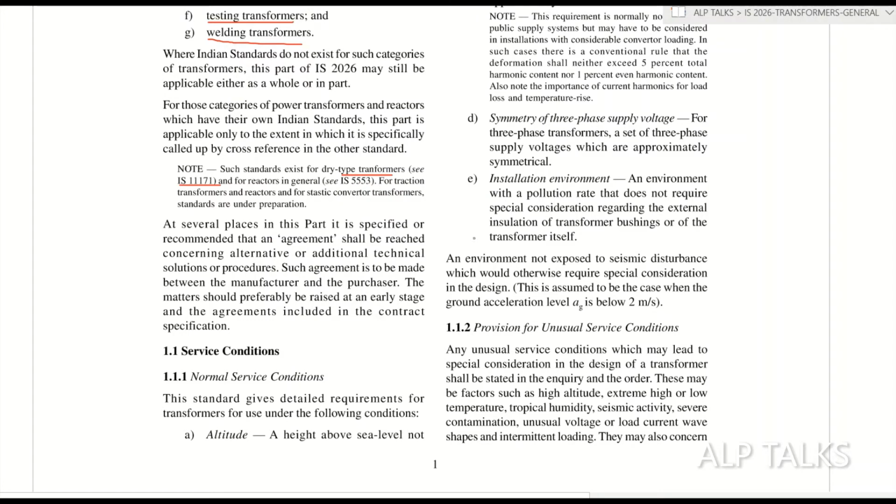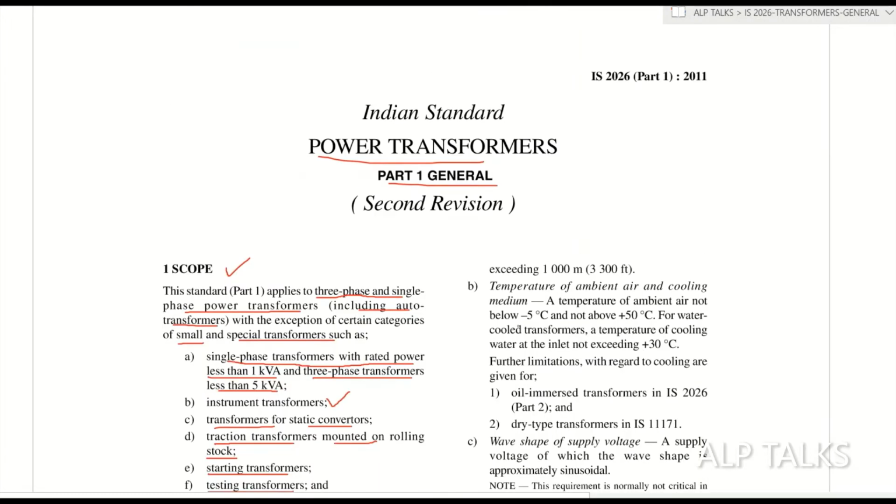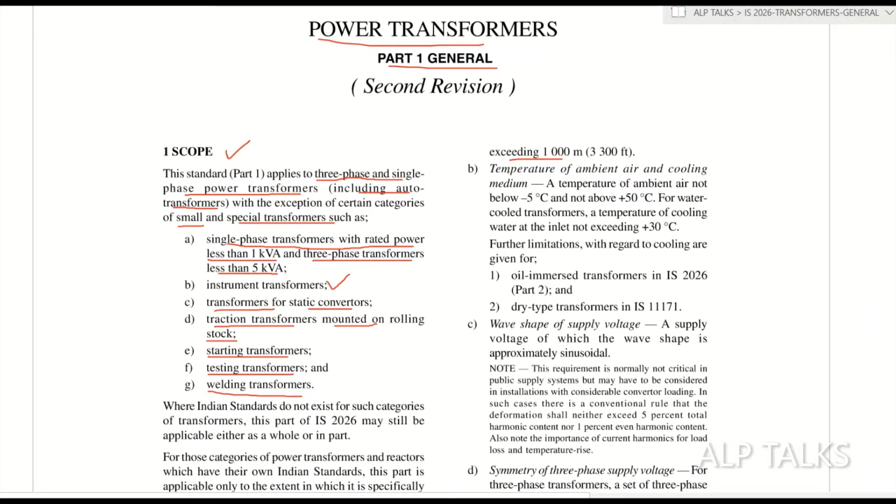So from now onwards, I will just read headings only. A few things I may study, because to save some time, it may take more than 1.5 hours if I go into detail. Service conditions I already explained to you today. Altitude and all will be mentioned here. Maximum altitude is 1000. If it is beyond that, we have to apply some correction.